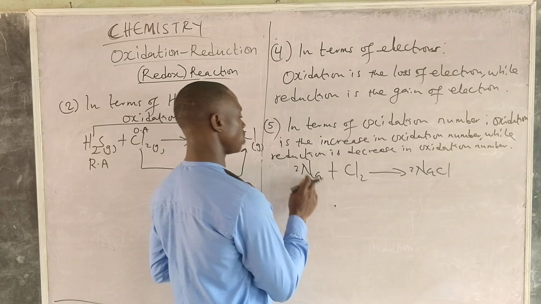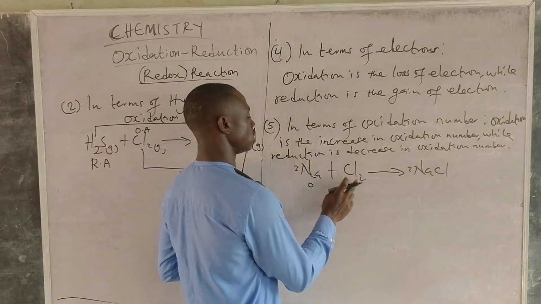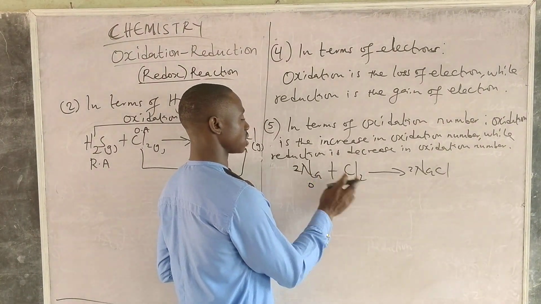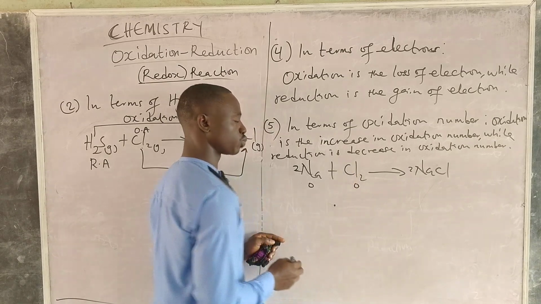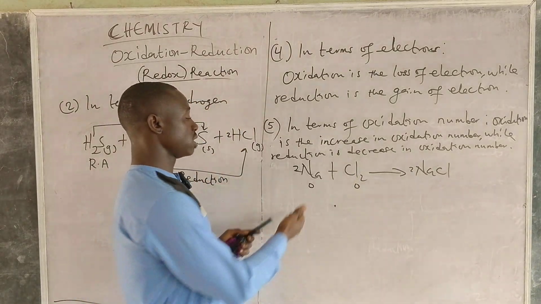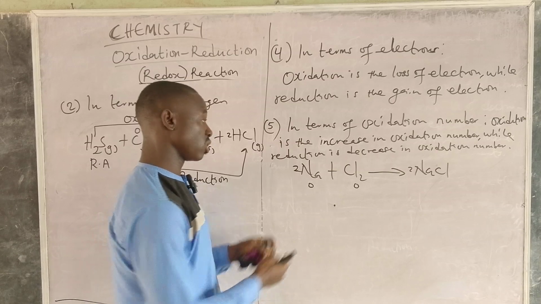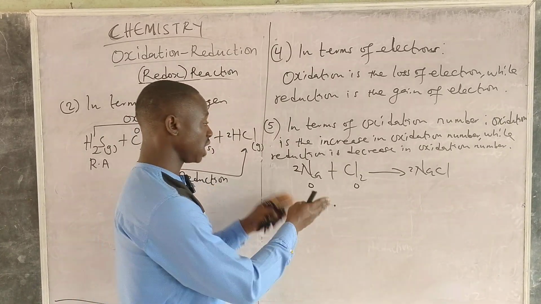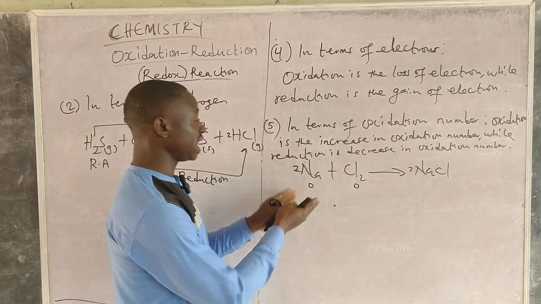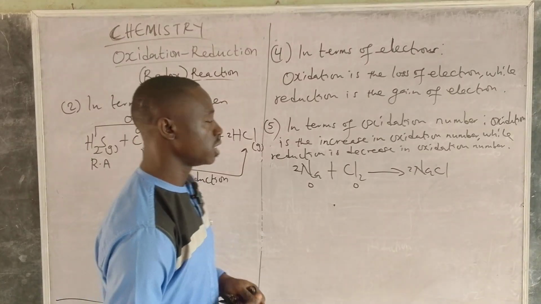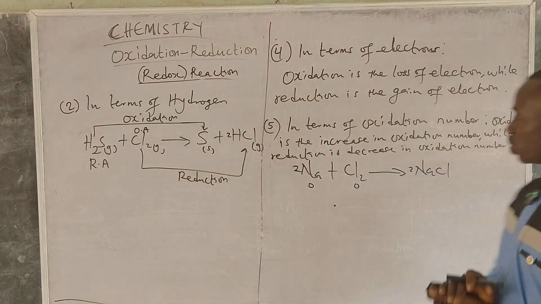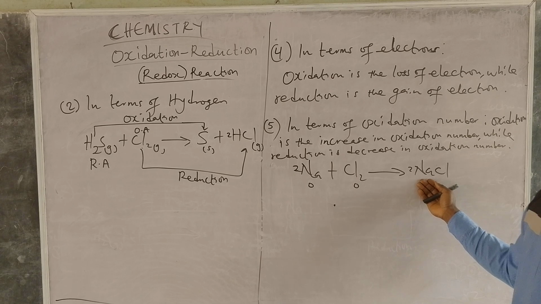So it means the oxidation number of sodium here is what? 0. No matter the number of atoms it has. Then what of chlorine here? 0. Right? So both of them have 0 oxidation number because they are alone. They are not in the combined form. They are in the ground state. Right? Now we must know how to calculate oxidation number for this because this is a compound.